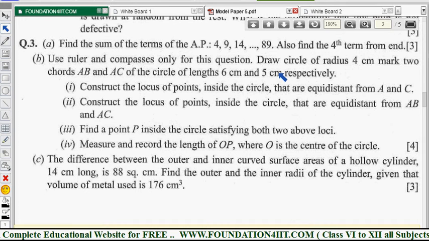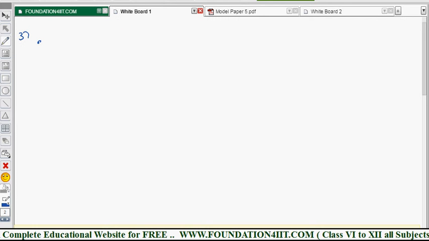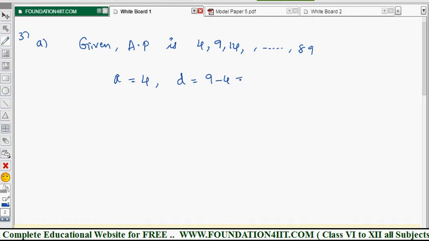So let's take the given sequence and solve it using the arithmetic progression formulas. The given AP is 4, 9, 14 and so on till 89. From this series we can find the first term and common difference. The first term A is 4, and the common difference D is the second term minus the first term, so 9 minus 4, that is 5. And the last term, take it as L, is 89. These are the given data.